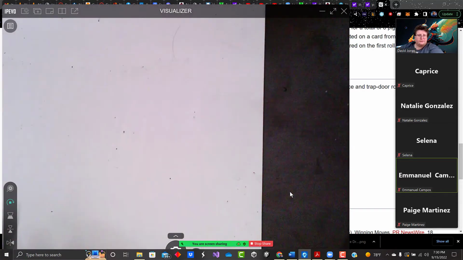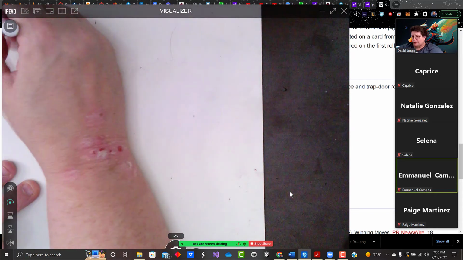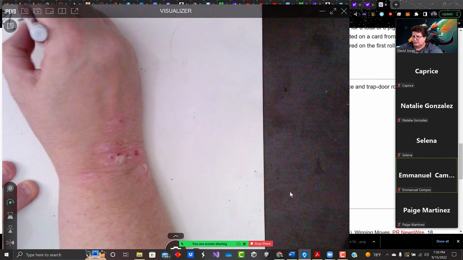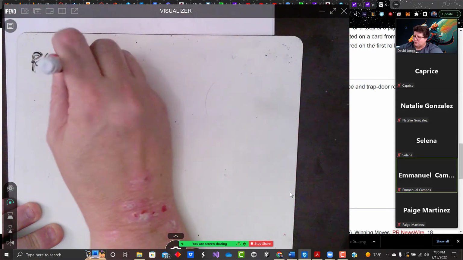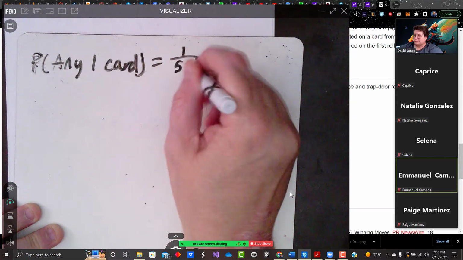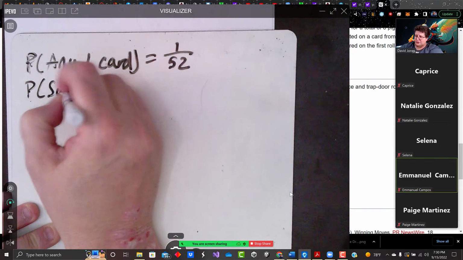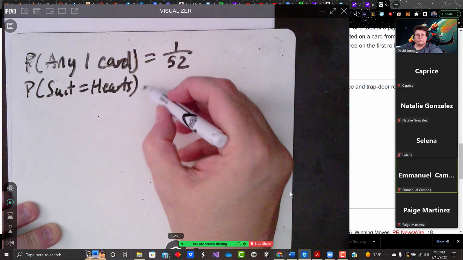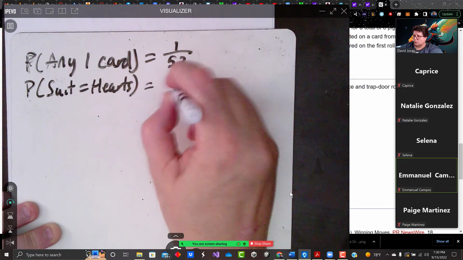Back to the deck of cards. If they ask you for the probability of drawing any given card, any one card, like say Ace of Spades, it's 1 over 52. If they ask you the probability of picking a specific suit, like suit equals hearts, there are 4 different suits. Only one of them is hearts. It's 1 out of 4.